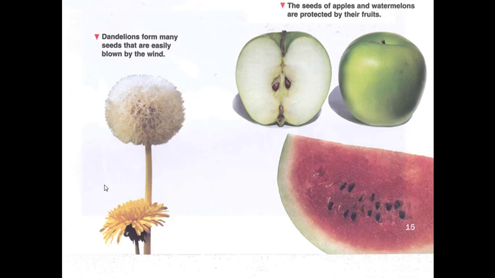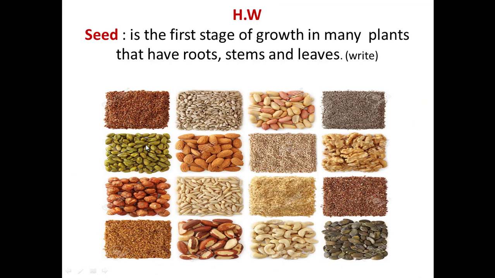Okay, look at here, guys. We can find seed from where? Inside apple, okay, inside the watermelon, and in billions we can find seed from somewhere. Look, we have different types, different shapes, different colors of seed, okay, and inside these seeds, okay, we can find a tiny plant, and this plant will be a new plant, will be another plant, okay. So what's seed? Seed is the first stage of growth in many plants that have roots, stems and leaves.